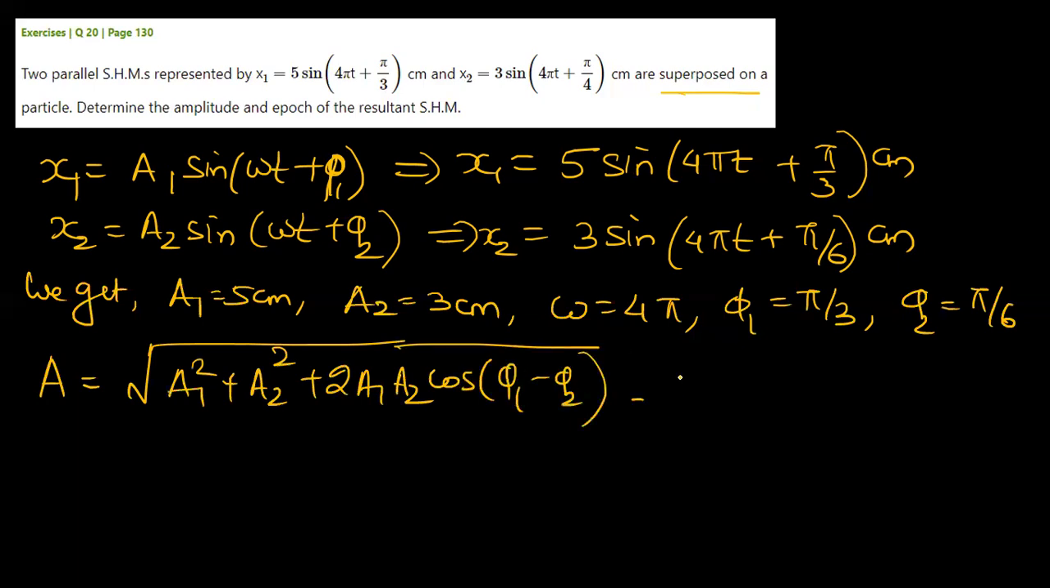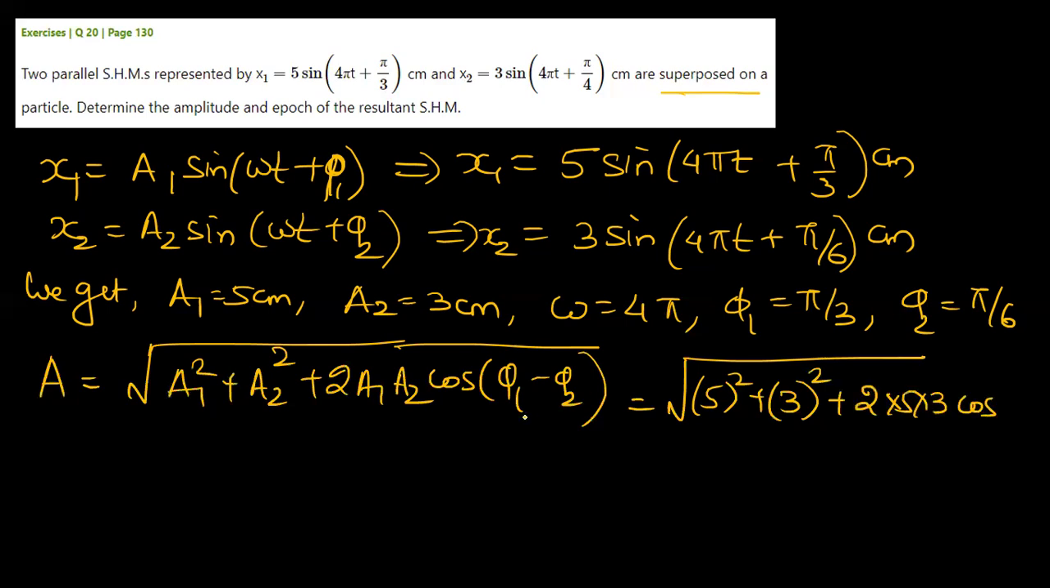So when you put this value, you get root of a1 square, that is 5 square, plus 3 square plus 2 into 5 into 3 into cos. When you substitute here pi by 3 and pi by 6, you get pi by 3 minus pi by 6, in radian. When you put the value for phi 1, that is pi by 3, and phi 2, that is pi by 6, and cross multiply, you get 3 pi by 18, that is pi by 12.